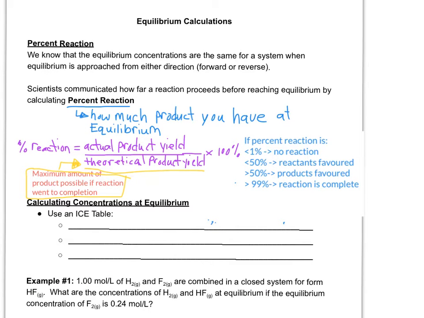The number we get when we calculate percent reaction can tell us a lot about what's happening. So I want you to find a place on your page to write this in here, because if our percent reaction is less than 1%, we say no reaction happens. If it's less than 50%, we say that the reactants are favored, so there's more reactants than products. If it's greater than 50%, we say the products are favored, so we've made more product than we have of reactants. And if it's greater than 99%, we say that the reaction is complete. This is our first type of calculation for equilibrium, just looking at percent reaction, so nice and easy and straightforward.